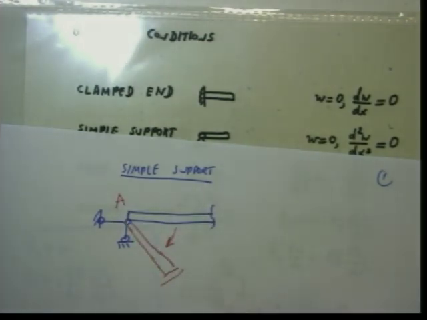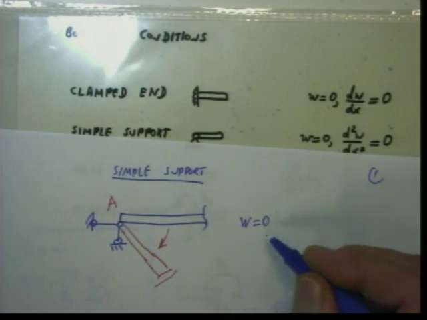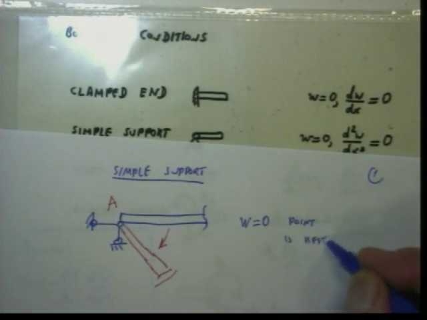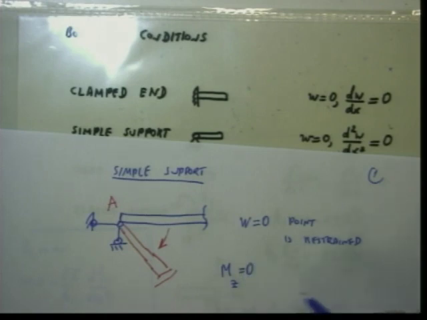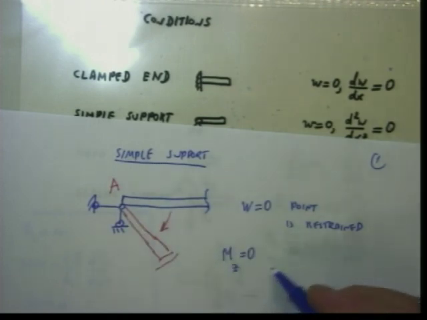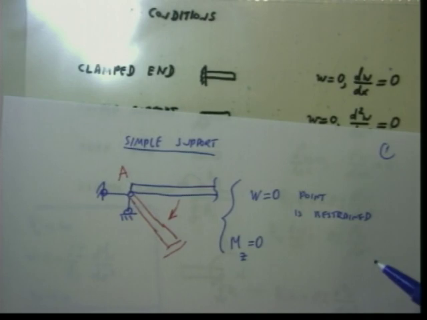Now, therefore, first of all, W, of course, equals 0, because this point is restrained. But second, also the bending moment equals 0, because at this point there is a possibility of rotation. So we have two boundary conditions.